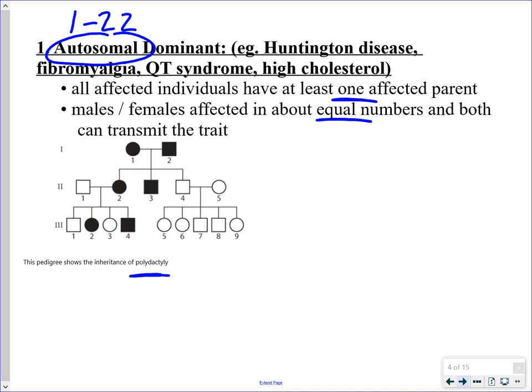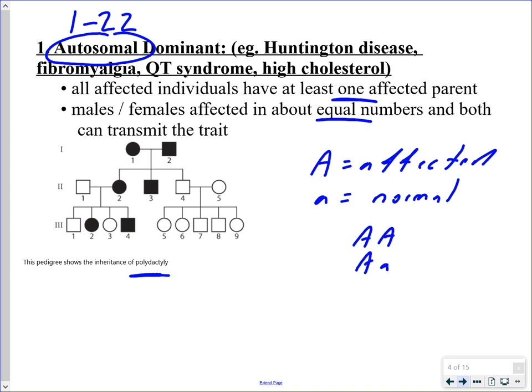So from this pedigree, if it is autosomal dominant, remember we do need to eventually assign some letters. If this condition is dominant, I'm going to use a capital A for individuals that are affected, and a lowercase a for individuals that are normal, meaning that they don't have this polydactyly. So in terms of the genotypes, we can have big A big A, big A little a, and little a little a, and that's what we're trying to do: assign the genotype for each one of these individuals within the pedigree.